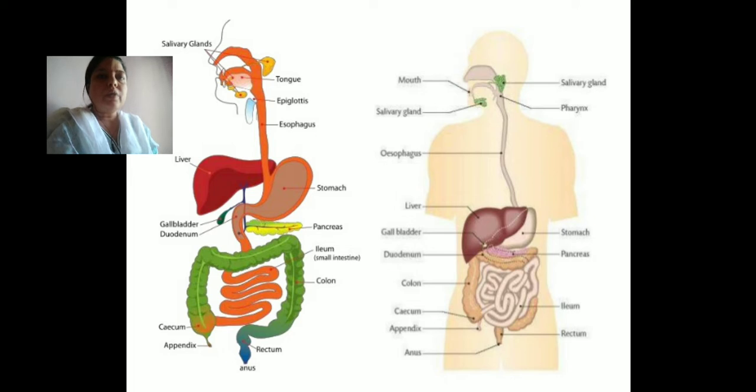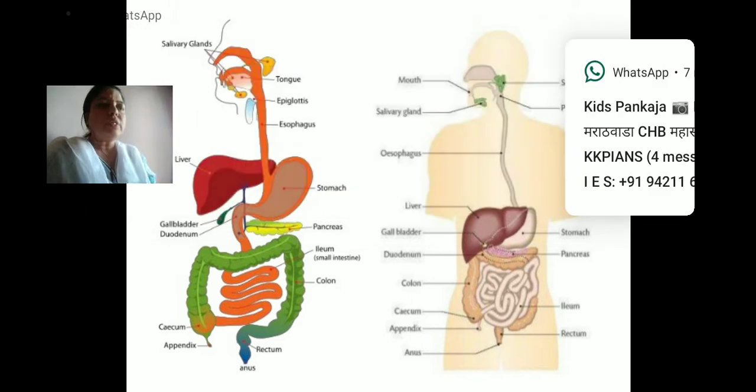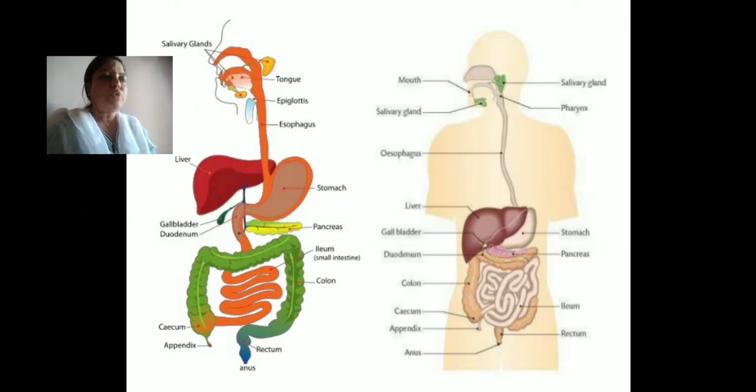Students, now we are going to learn the process of digestion of food in detail. This process of conversion of complex food substances into simple absorbable form is called digestion. Digestion is completed by a mechanical and chemical process.